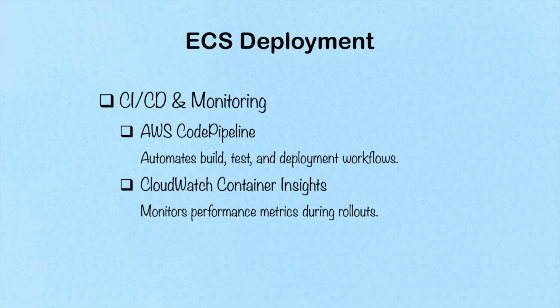For end-to-end automation, AWS CodePipeline orchestrates the entire CI/CD workflow, building images, running tests, and executing deployments, while CloudWatch Container Insights provides real-time visibility into performance metrics during rollouts. By combining these tools, teams can achieve reliable, automated deployments that balance speed with stability. Whether you're iterating quickly in development or managing mission-critical production systems, ECS deployment features ensure updates happen smoothly, keeping your applications available and your users uninterrupted.